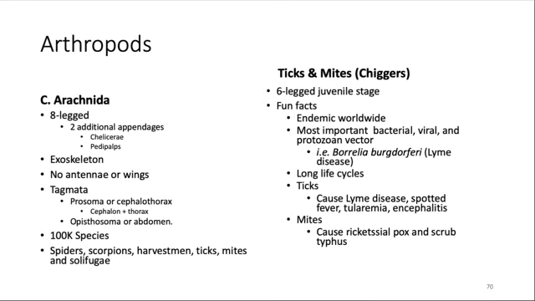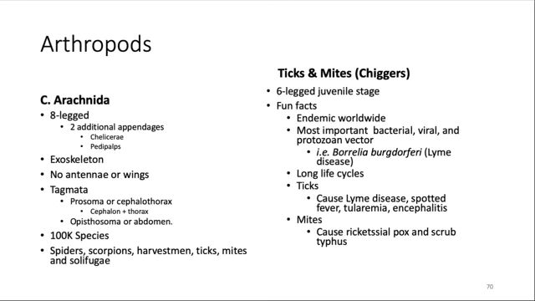So we have the ticks and the mites, which I'll talk about. They are 6-legged in terms of their juvenile. So the juvenile has 6 legs, the mature will have 8. They are endemic worldwide, and they are very important vectors of bacteria, viruses, and some protozoans. So if you take a pathogen like Borrelia burgdorferi, which causes Lyme disease, it is transmitted by ticks, and so they are very important vectors of some of these pathogens.